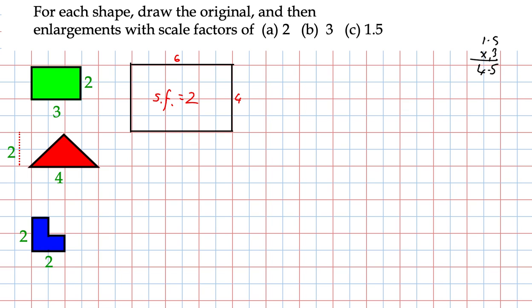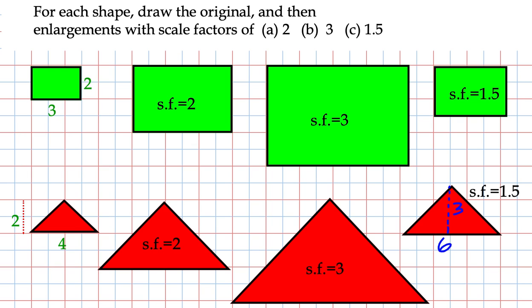Okay, so hopefully you've had a go at that. So this is what your shape should look like. So we've got our 3 enlarged rectangles, and then we've got our 3 enlarged triangles. You notice that we're always talking here about the straight up down vertical height, so that would be 4, and that's going to be 6, and then we've got 3 boxes high there.